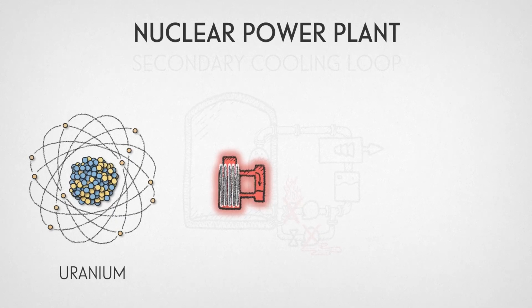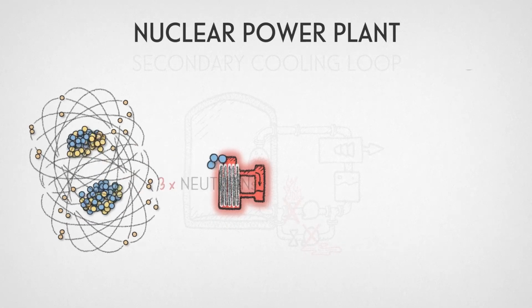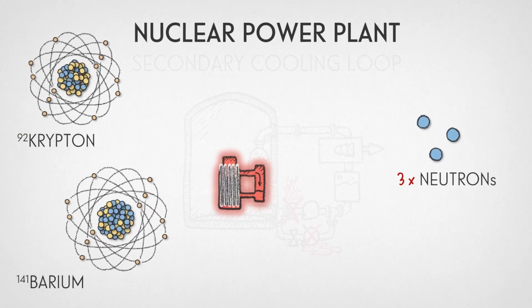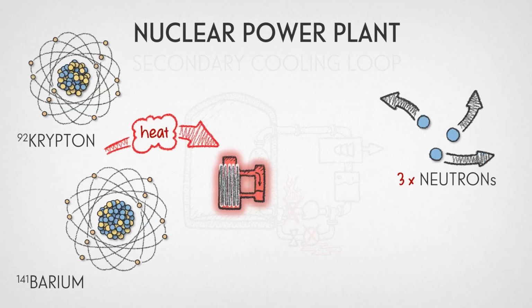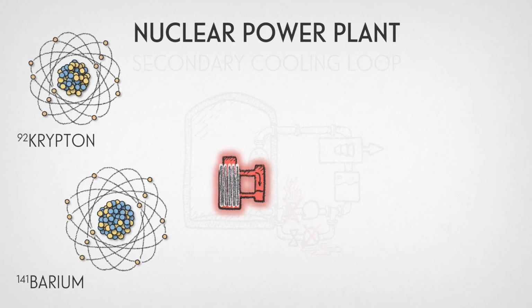Uranium atoms have lots of protons and neutrons, and when a neutron smashes into its nucleus, uranium splits into two smaller atoms, krypton and barium, and 3 neutrons, which generates heat. These 3 neutrons now smash into more atoms, creating a nuclear chain reaction. Graphite control rods absorb neutrons and stop this reaction, but we still have a problem.